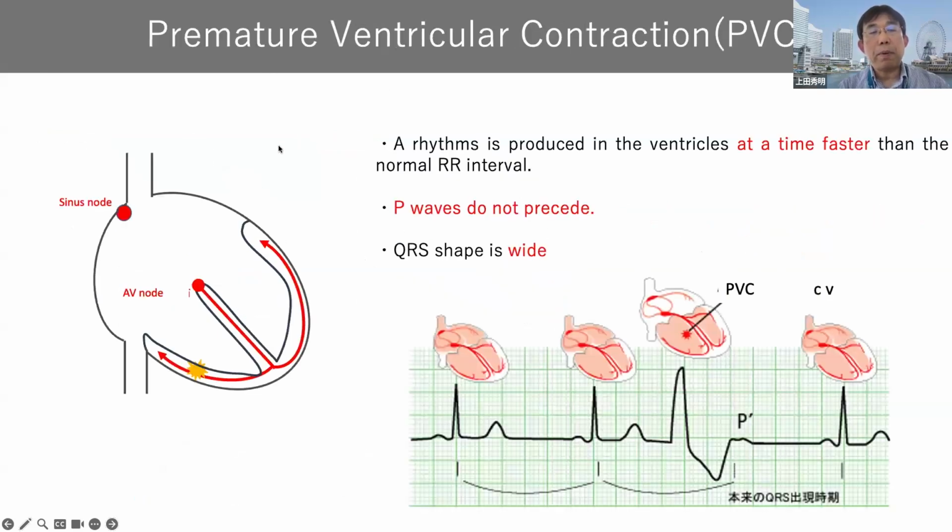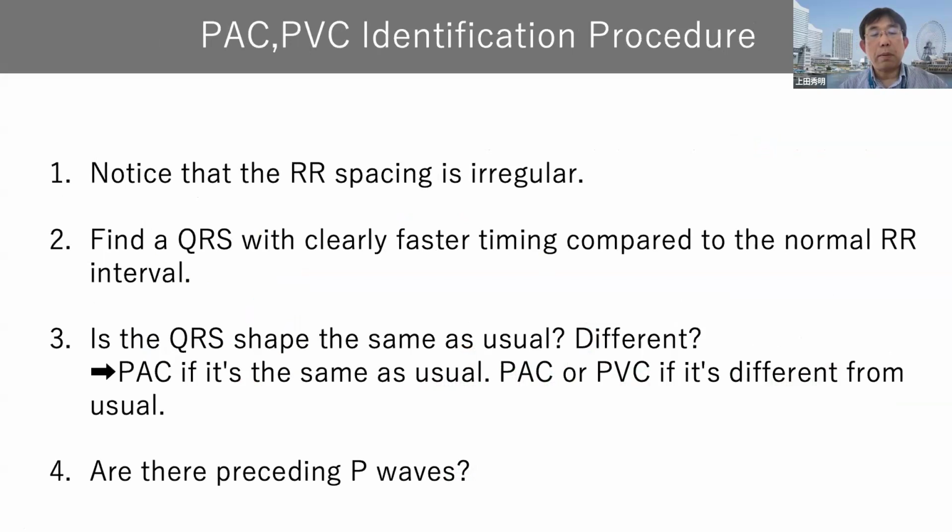So this is the picture of premature ventricular contractions. An abnormal ectopic rhythm proceeds into the ventricles at a faster time than the normal intervals. So always in these patterns, the P waves do not precede the QRS, and also the QRS shape is wider. As here you can see P wave, QRS, T wave, P wave, QRS, T wave, but only a wide QRS in here. And later on, there you can see the P wave, which is an abnormal pattern. It would be like something like this.